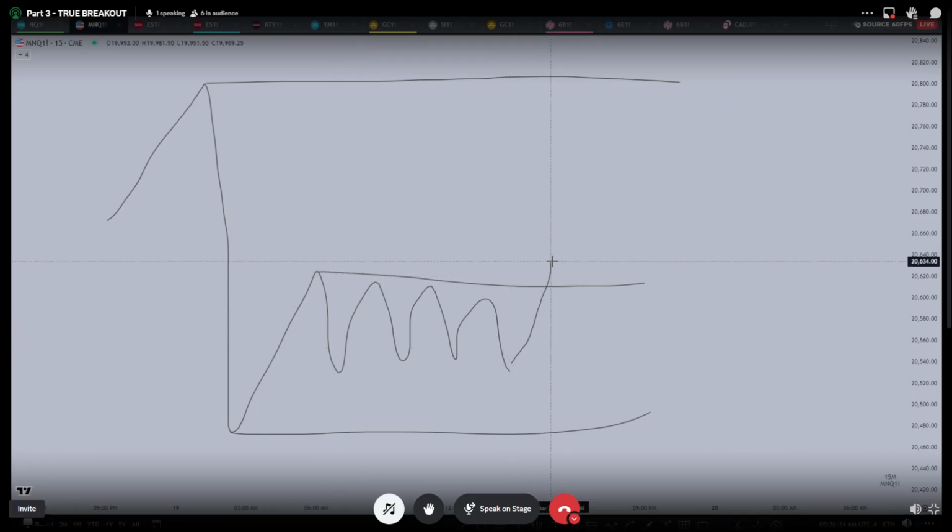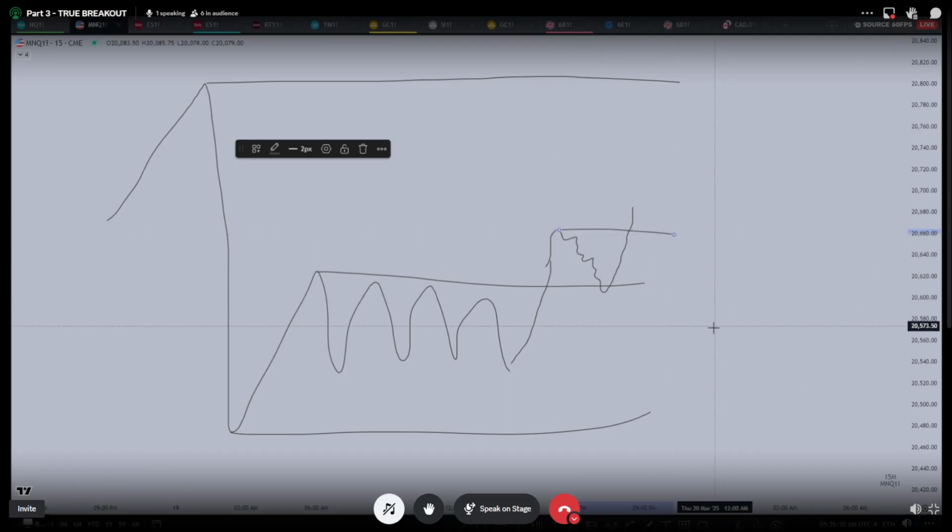Once price tags this, you wanna see if price shows immediate move back inside the range, or if price shows lack of willingness to come back inside the range and then immediately starts moving away. If price shows immediate move back inside the range, this is considered a manipulation. If price tags a range high or a range low, shows lack of willingness to come back inside the range and immediately starts to move away, this is true breakout.